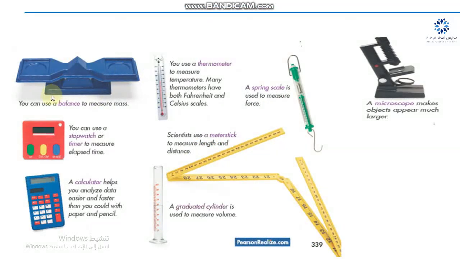Now, you can use a balance to measure mass. You can use a stopwatch or timer to measure elapsed time. You can use a calculator to analyze data easier and faster than you could with paper and pencil. You can use a thermometer to measure temperature. Many thermometers have both Fahrenheit and Celsius scales. You can use a meter stick to measure length and distance. You can use a graduated cylinder to measure volume. You can use a microscope, which makes objects appear much larger.